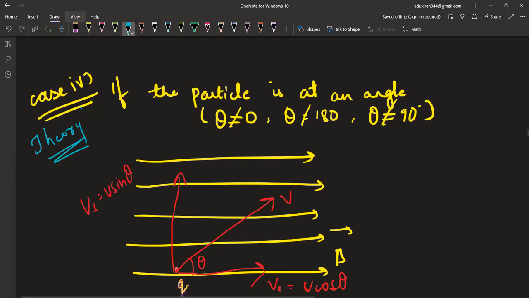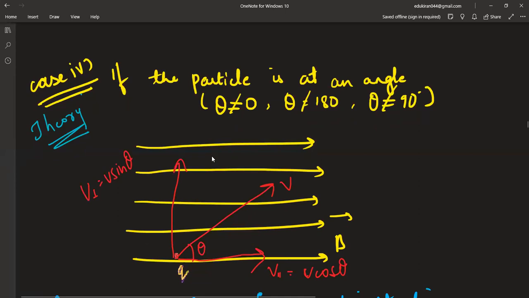Now what happens? Now what will be the motion? The question is, what will be the motion of the charged particle? See, this parallel component V cos theta moves the charge in a straight line. And what does V perpendicular do? V perpendicular makes it into a circle. So the body moves further, then a circle because of V perpendicular.